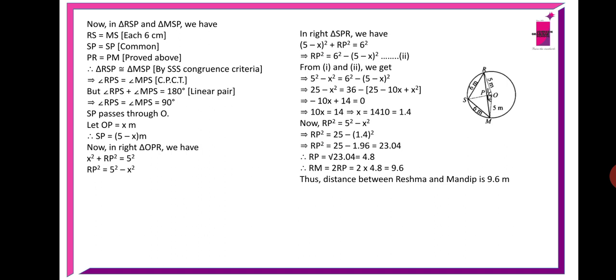Now, RP square equals 5 square minus x square. If you substitute x as 1.4, you will get RP equal to the square root of 23.04, that equals 4.8. We know that twice RP is RM. So RM equals 2 into RP, that equals 2 into 4.8, that equals 9.6. Thus, the distance between Reshma and Manideep is 9.6 meters.